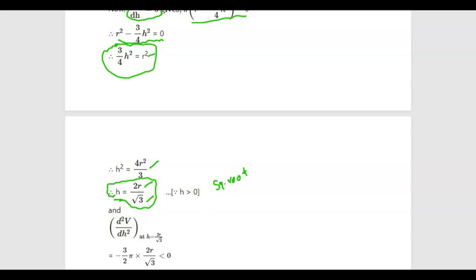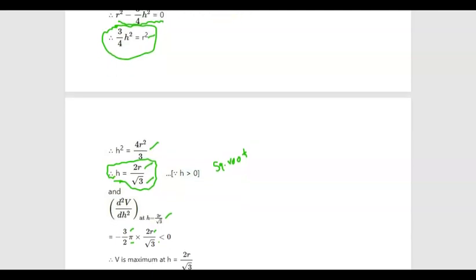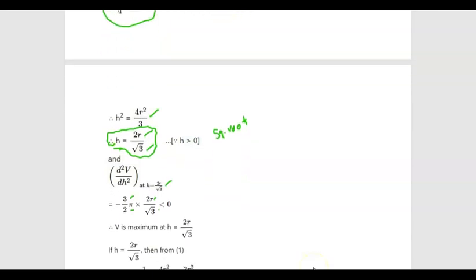Now let's go for the second differentiation. The second differentiation is minus 3 by 2 pi into 2r upon root 3. For the second differentiation at h equals 2r by root 3, we are substituting this value in the second derivative, minus 3 by 2 pi times 2r upon root 3. This should be less than 0. If this is less than 0, V is maximum at this h. This is the max value, remember.